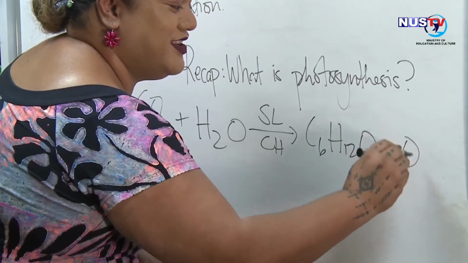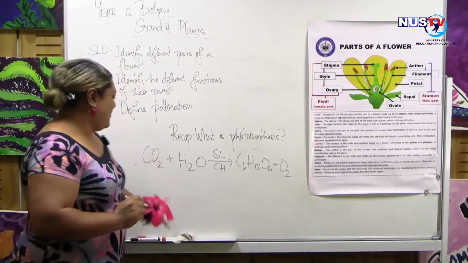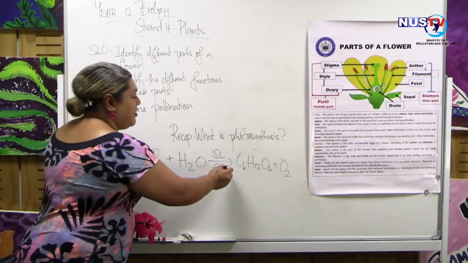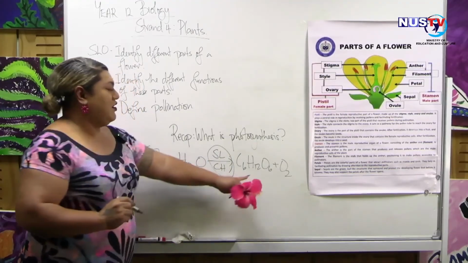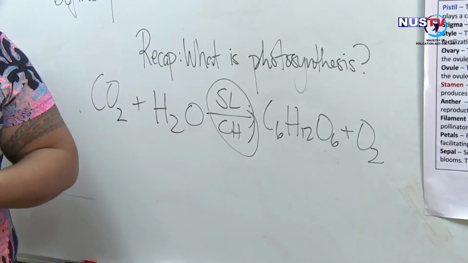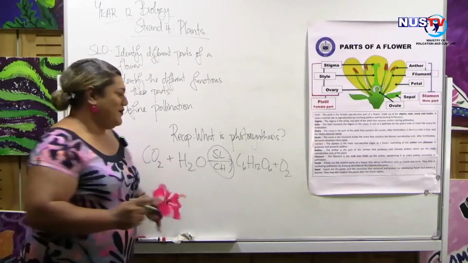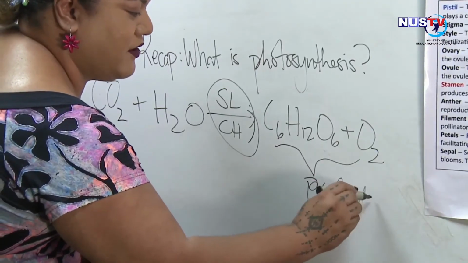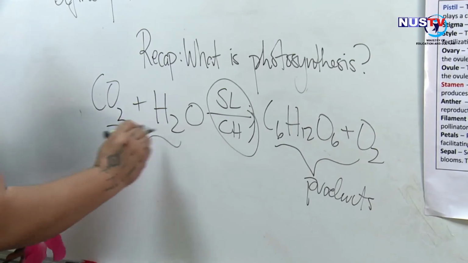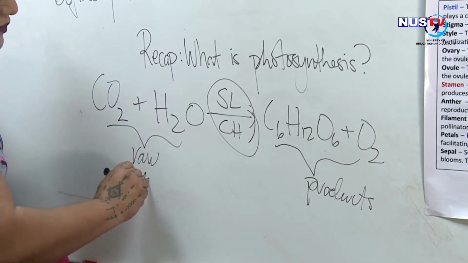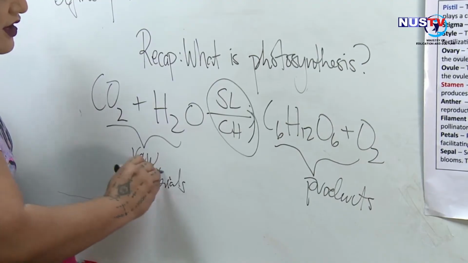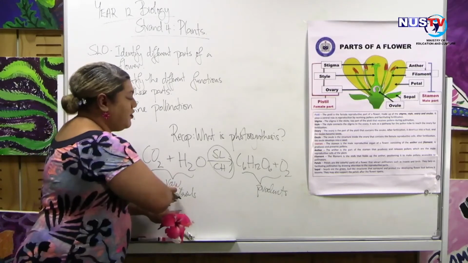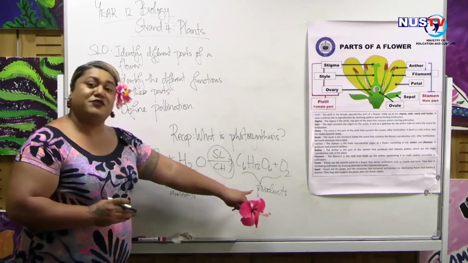C6H12O6 plus oxygen. Carbon dioxide plus water with the help of sunlight and chlorophyll. And then your products are glucose and oxygen. So always remember, these are your products. And these are your raw materials. So just like any other science equation, without the raw materials, you can never reach the products.